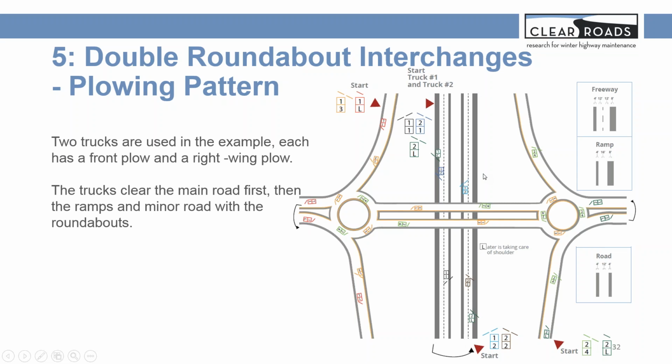Then truck number 1 will turn around and start pass number 3 here on the off ramp. So here, you push snow to right. And when this truck enters the roundabout, it tucks in the wind plow, only using the front plow to circle this roundabout. And then to go the crossover, stay to the left, use the front plow, push to right.